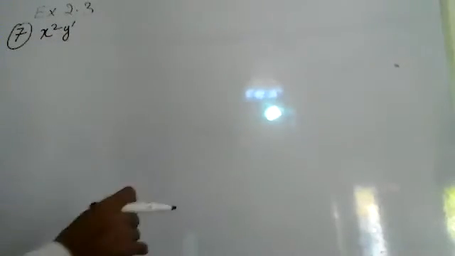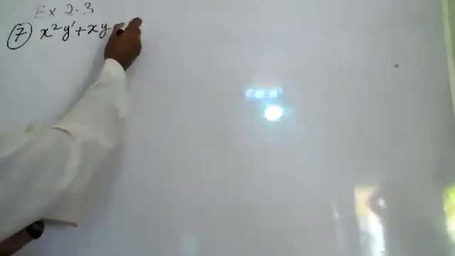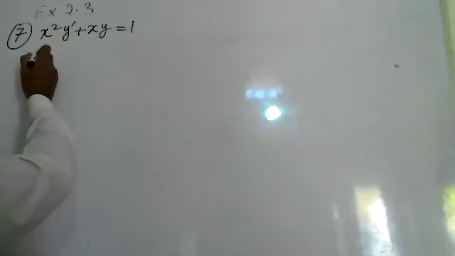Okay, question number 7. x squared y dash plus xy equal to 1. Y dash is dy upon dx.